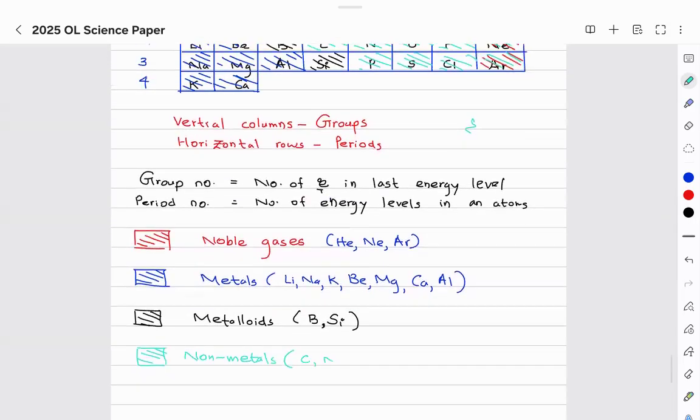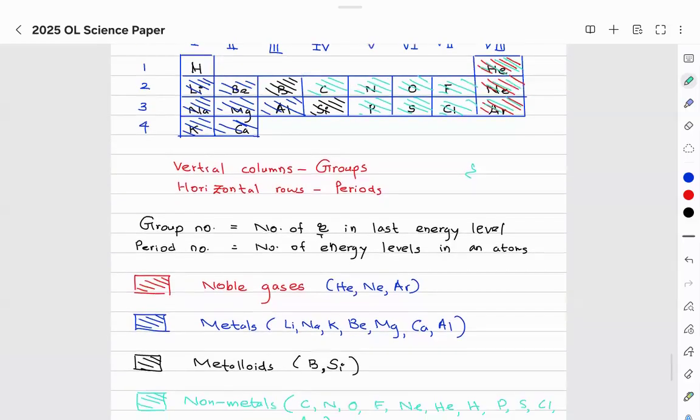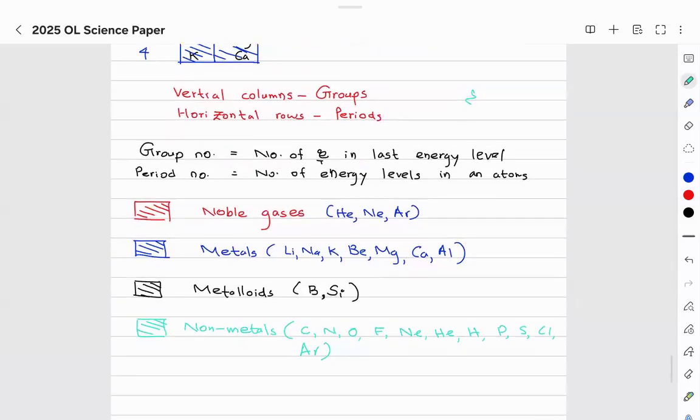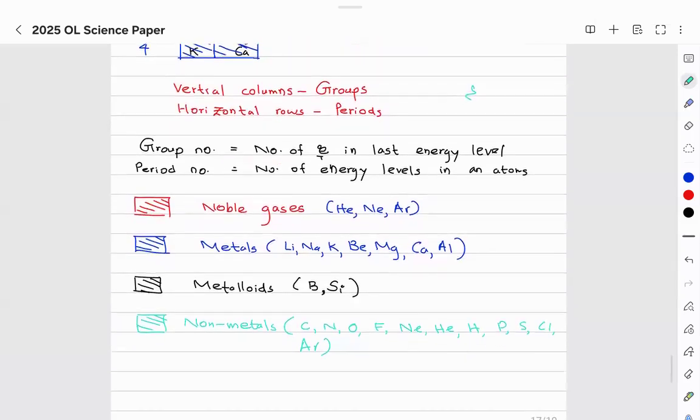Carbon, nitrogen, oxygen, fluorine, neon, helium, hydrogen, phosphorus, sulfur, chlorine, argon. Everything remaining is considered as non-metal. Even hydrogen is a non-metal, right?